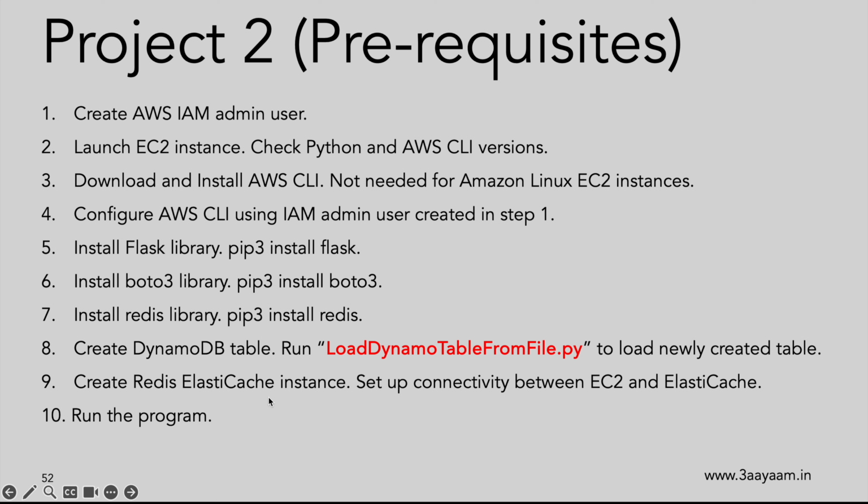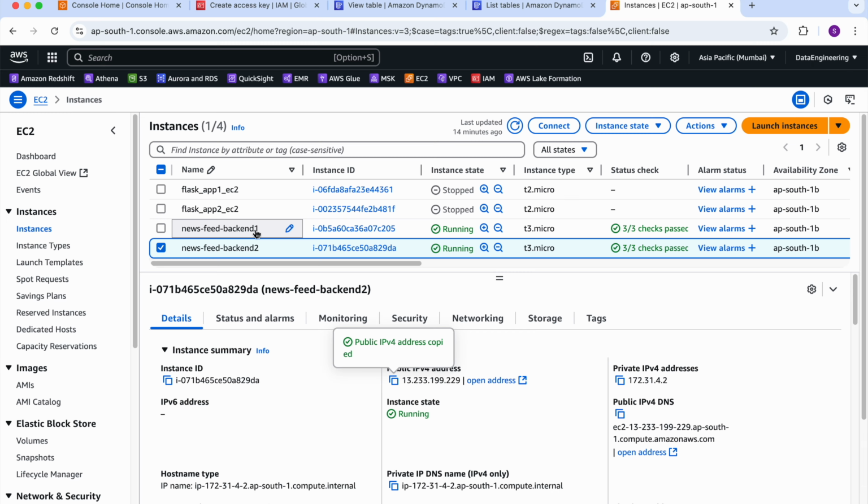Then we'll have to create Redis Elasticache instance, and then we'll have to set up the connectivity between the Elasticache instance and the EC2 instances that you have created. These are the two EC2 instances that we have created, newsfeed backend 1 and newsfeed backend 2. So we'll have to make sure that the Elasticache instance that you create has connectivity between these two. So let us go ahead and create the Elasticache instance and set up the connectivity.